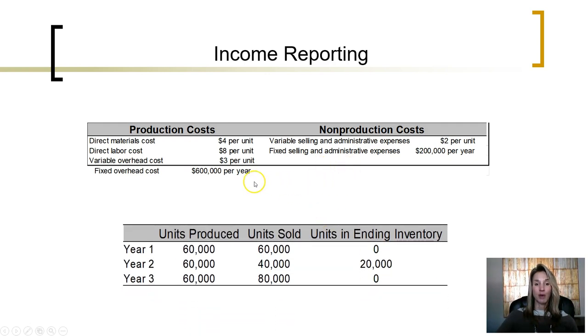So here it is summarized. We're going to assume this year that the number of units produced equals the number of units sold. That means that the company had no units of product left in inventory, a zero ending inventory.